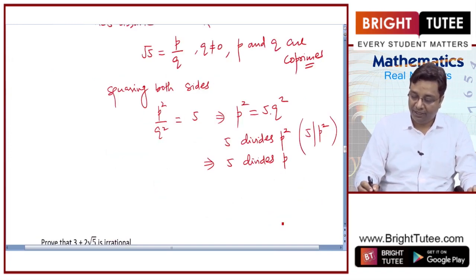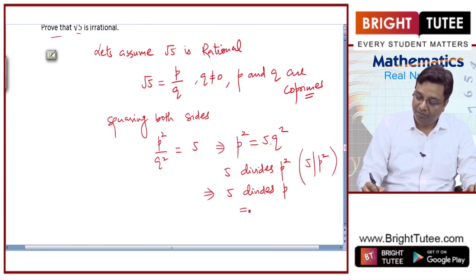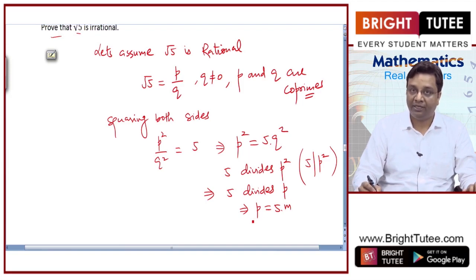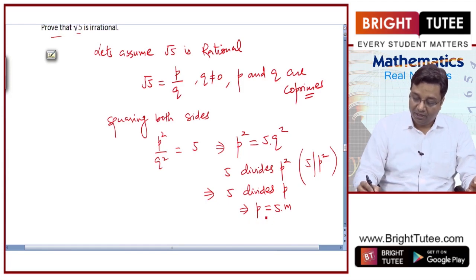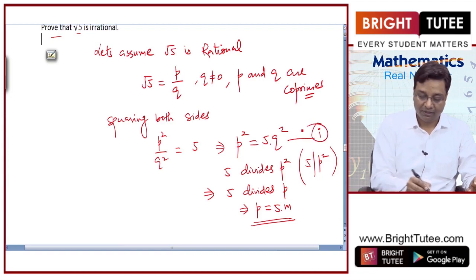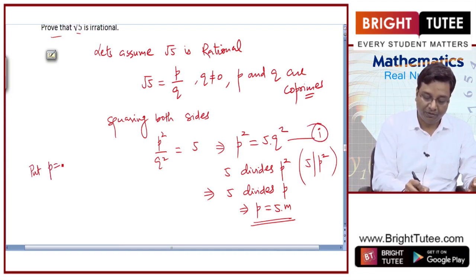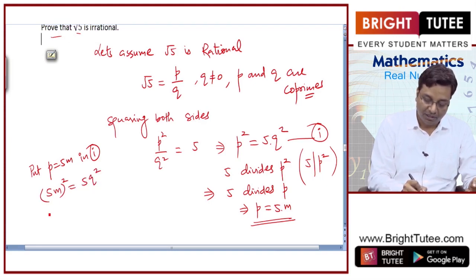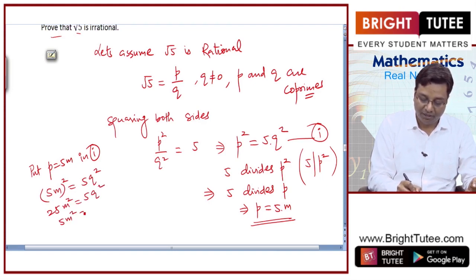So if 5 divides p, we can assume p in the form of 5m, right? 5 is a factor of p and m is any other integer, okay? So now we will put p equal to 5m. Let us say this is equation 1. Put p equal to 5m in 1, okay? So this will give me 5m square equal to 5q square. So this will give me 25m square equal to 5q square. Hence 5m square equal to q square.